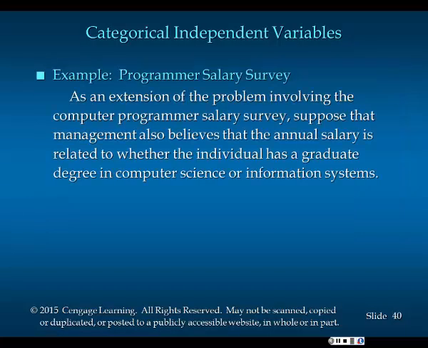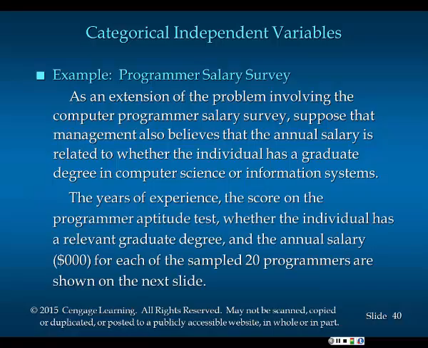So going back to the programmer's salary, as an extension of the problem involving the computer programming salary survey, suppose that the management also believes that the annual salary is related to whether the individual has a graduate degree in computer science or information systems. So we have the years of experience, the score on the programming aptitude test, and whether the individual has a relevant graduate degree, and the annual salary for each of the sampled 20 programmers are shown on the next slide.